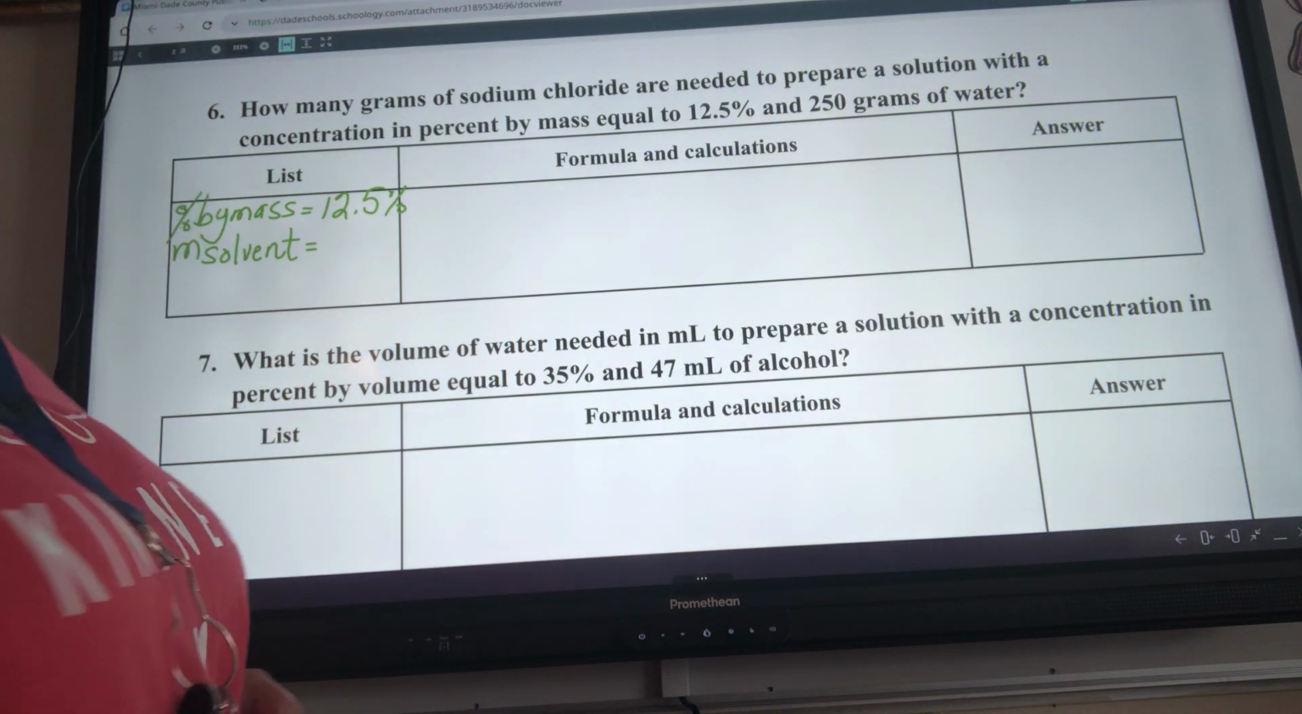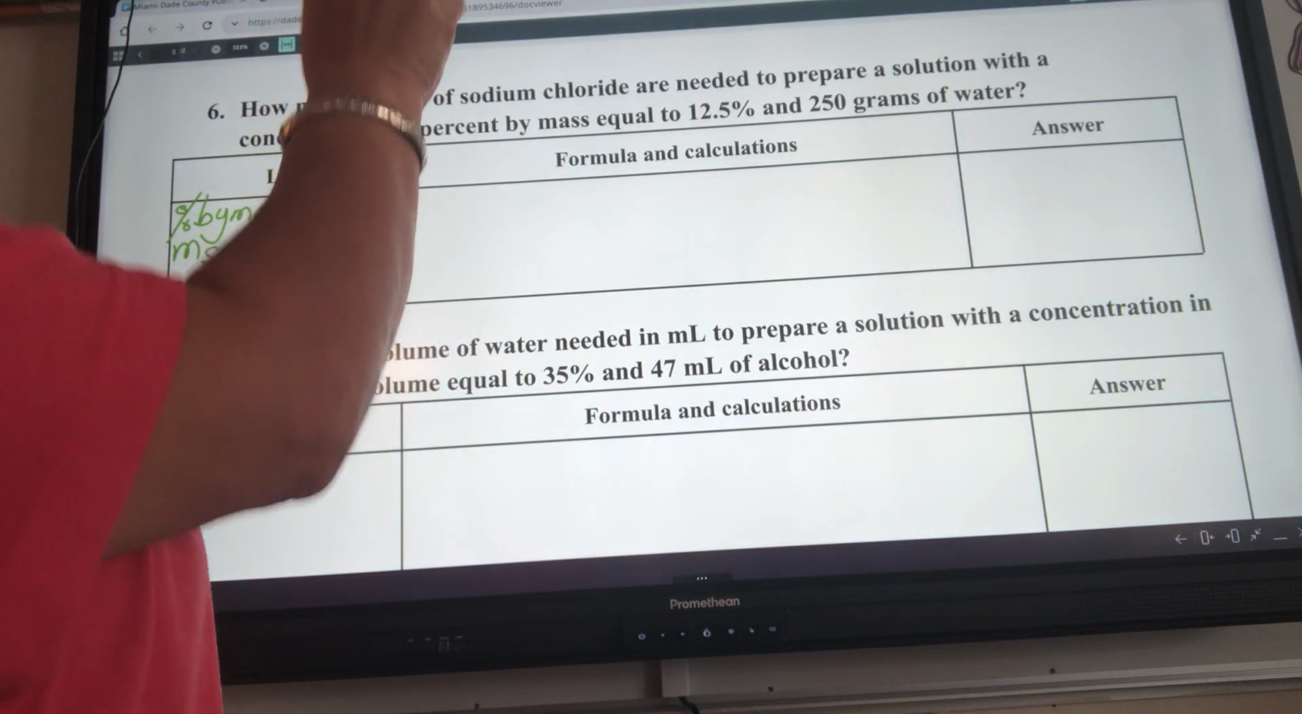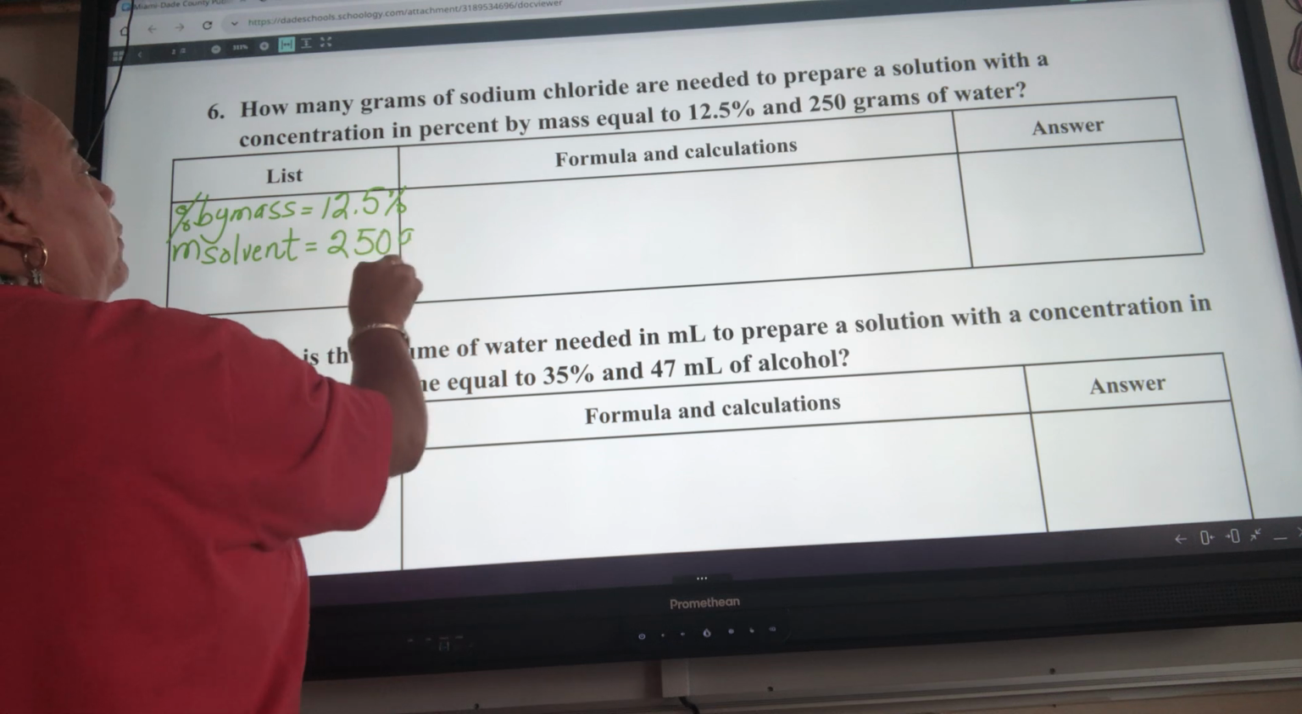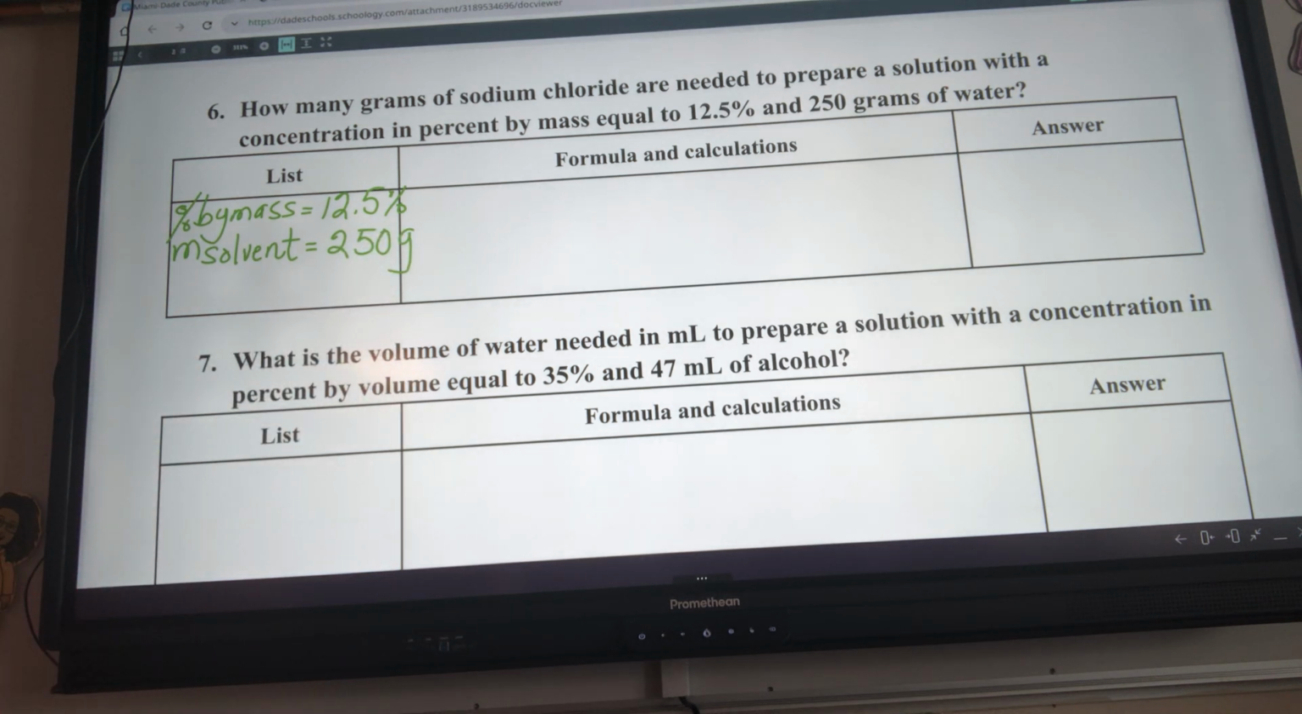Solvent. I'm going to post this on YouTube and TikTok, 250 grams, because I need to find a way to communicate with your generation. So now I'm using all the resources that I have.